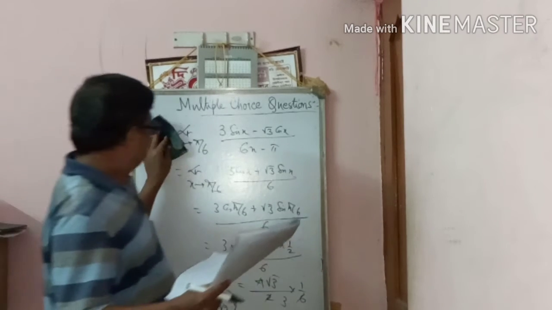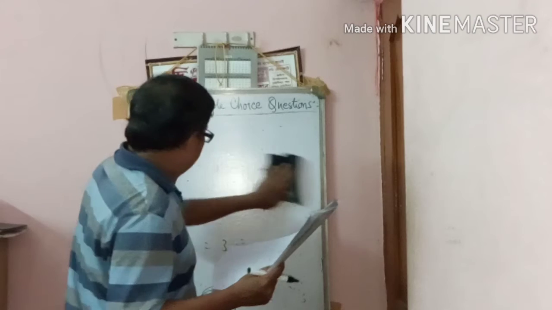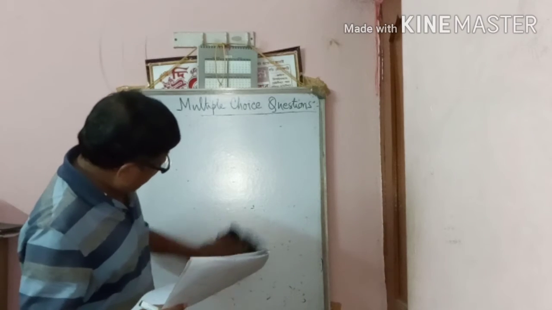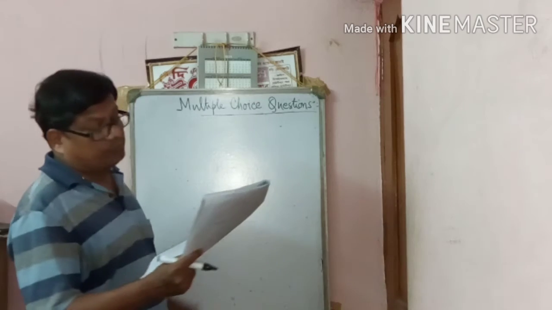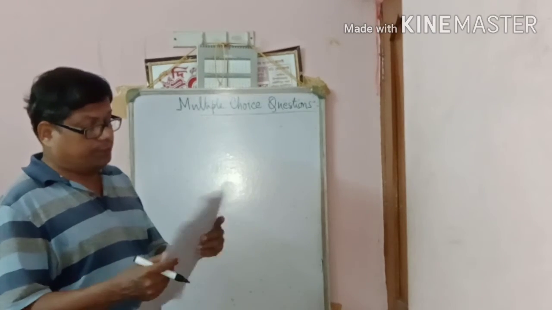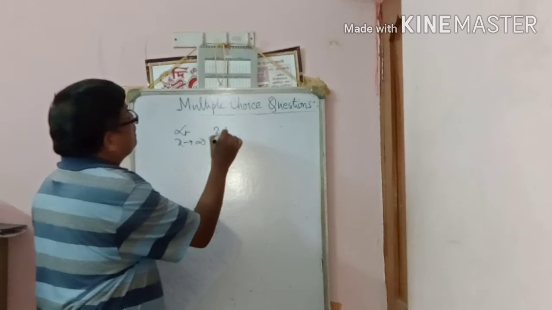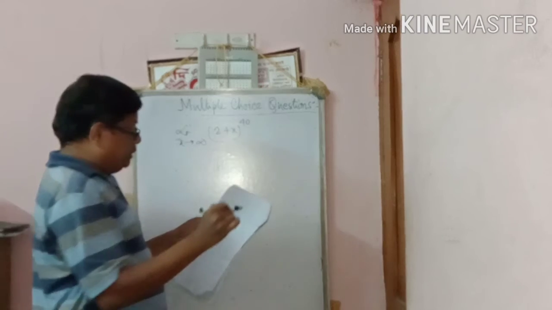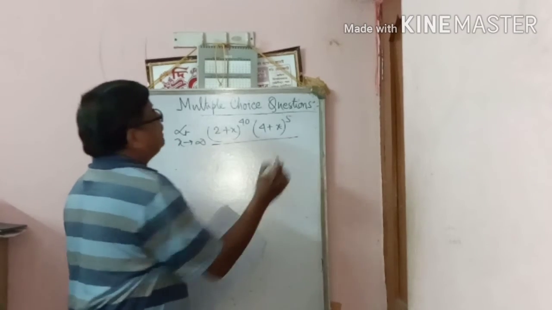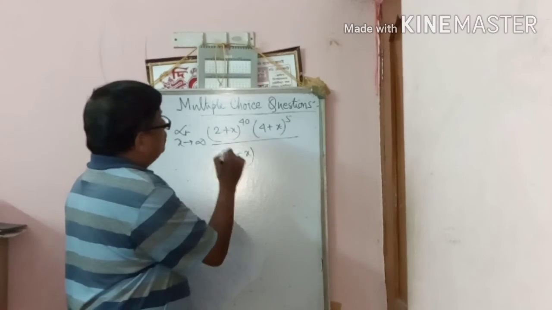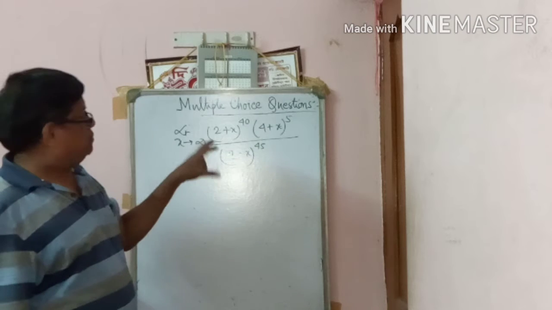Next one. Suppose limit x tends to infinity of (2 plus x) to the 40 into (4 plus x) to the 5, by (2 minus x) whole to the 45. Obviously there is no direct answer. How to remember this part?